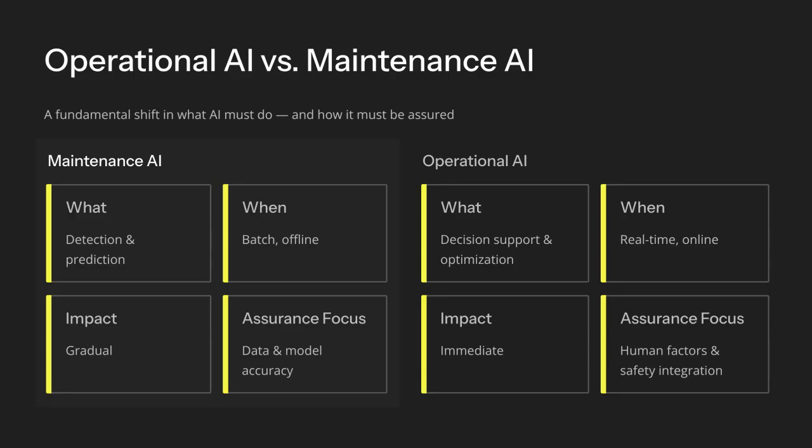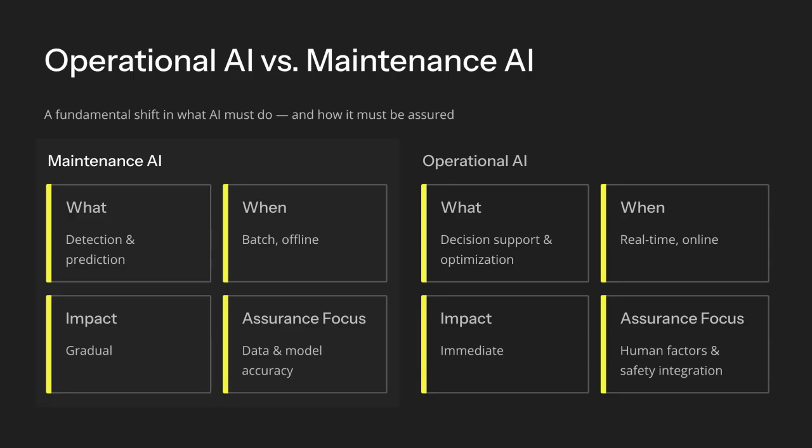It's looking for defects, forecasting failures, optimizing when and how maintenance work gets done, and crucially, it has time on its side. These systems can work offline, in batch mode. A prediction might be generated hours or even days before any action needs to be taken. The impact of a maintenance decision is gradual. You decide to replace a bearing, that work plays out over days or weeks. If the model gets it slightly wrong, there's usually room to catch it before it matters.